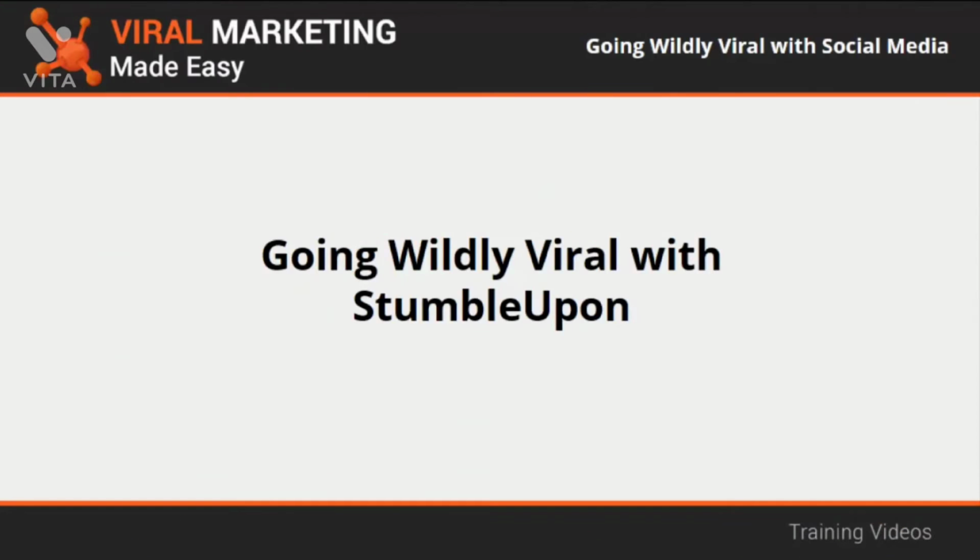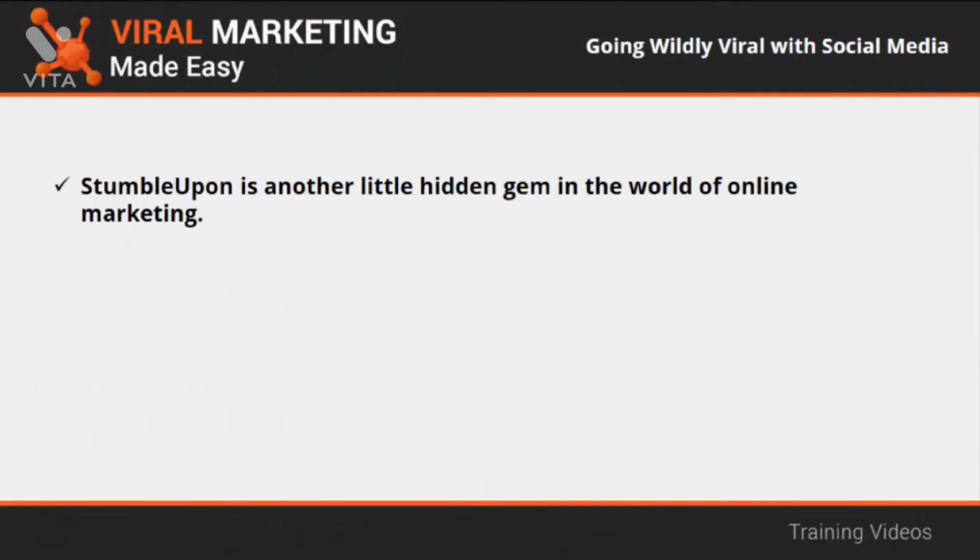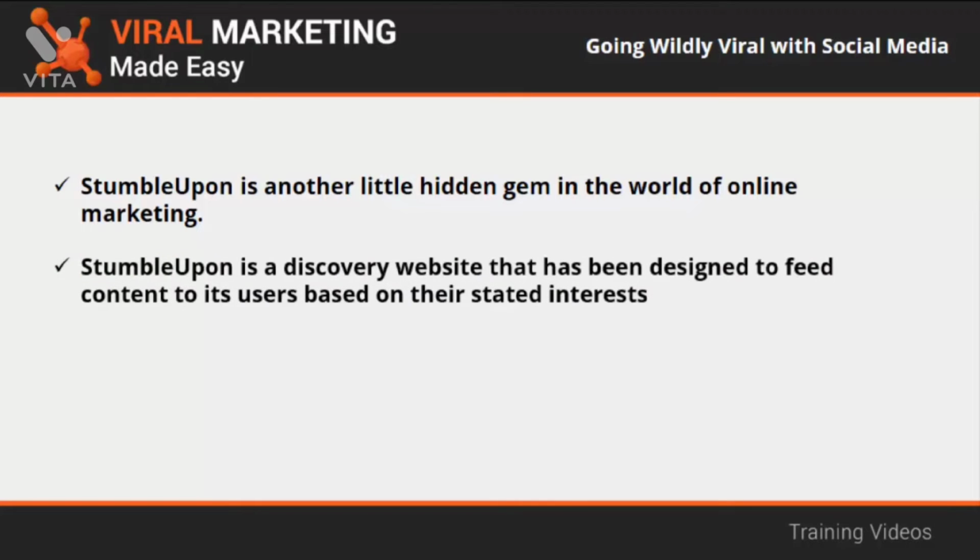Going wildly viral with StumbleUpon. StumbleUpon is another little hidden gem in the world of online marketing. Often misunderstood by marketers as a tool to pass time based on how it looks, StumbleUpon is a discovery website that has been designed to feed content to its users based on their stated interests when they sign up to use the site. Well, check this out.